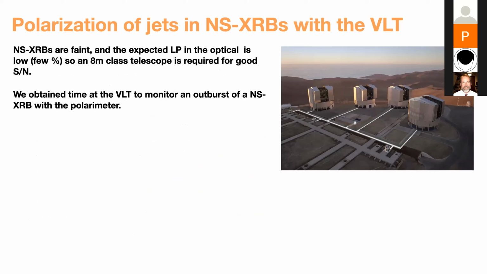So we decided to try to track the evolution of jets in X-ray binaries using an optical polarimeter, and we chose to study a neutron star X-ray binary for which the coupling between accretion and ejection is still uncertain and has been less investigated so far. So neutron star X-ray binaries are faint, so we applied for time at the VLT, and we got some hours with FORS2 to monitor a neutron star X-ray binary outburst.